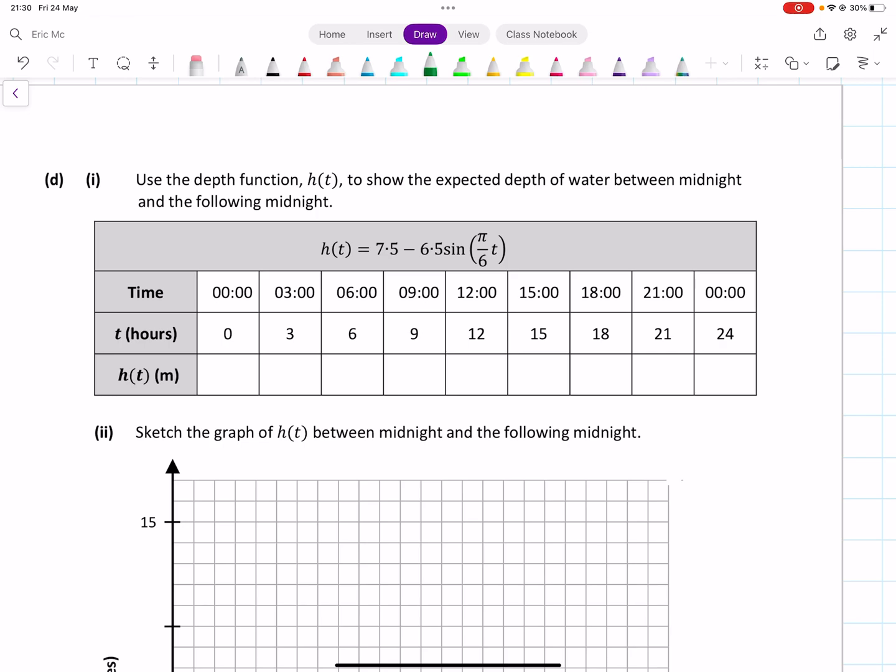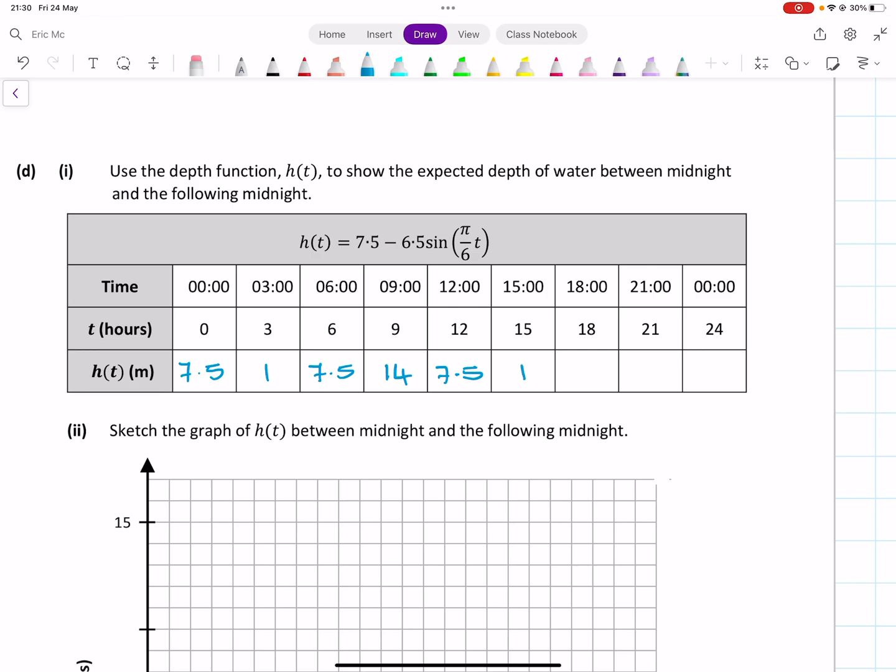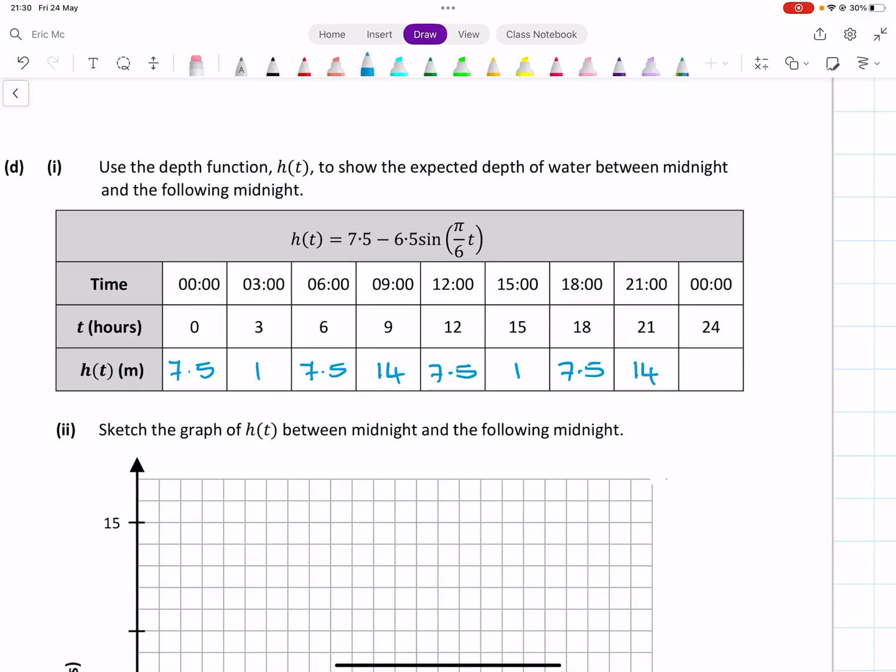Okay, so at midnight, the tide is 7.5, then 1, then 7.5, then there's your 14. Then 7.5, 1, 7.5, 14, and 7.5.